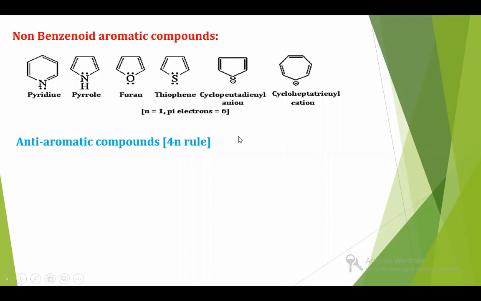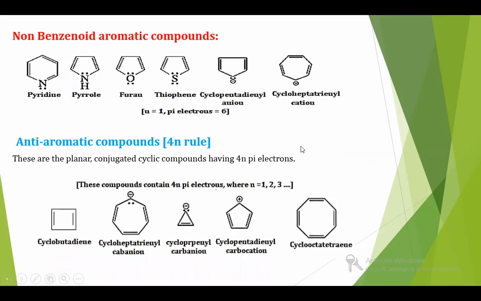What is the meaning of an anti-aromatic compound? It will have the 4n rule. It will not follow the 4n plus 2 pi electron rule, not Huckel's rule. So we'll have the 4n rule. These are planar conjugated cyclic compounds having 4n pi electrons. So this also will be a conjugated system.